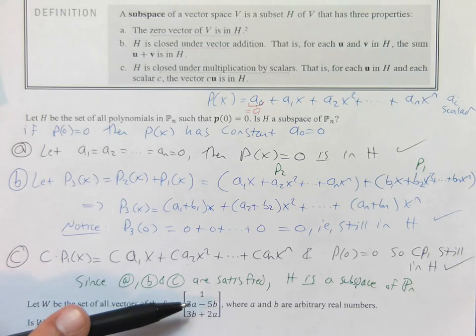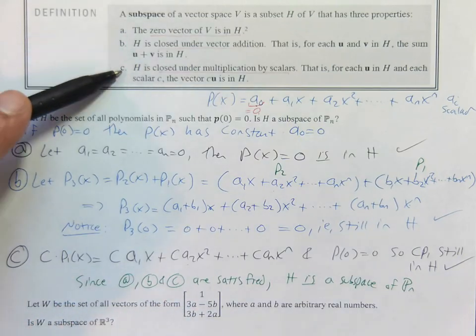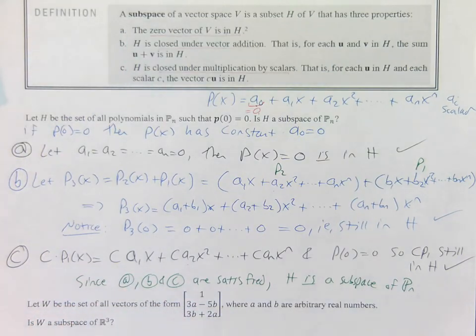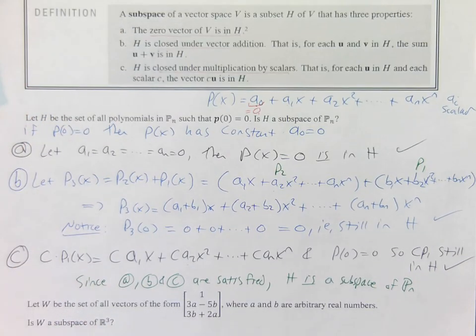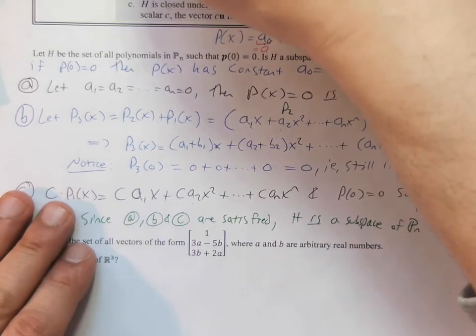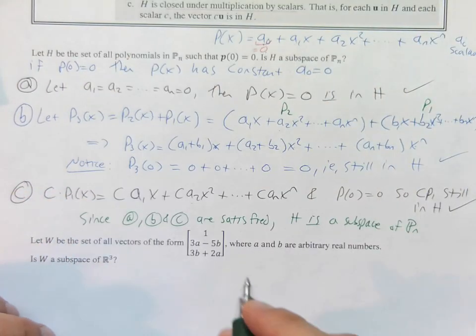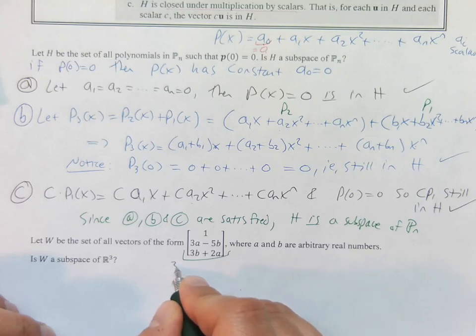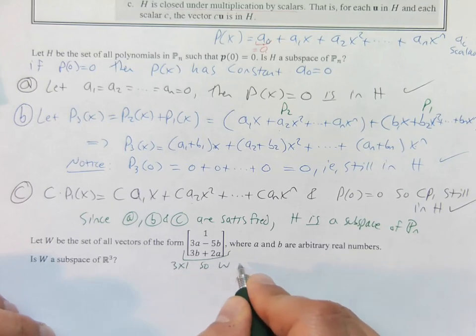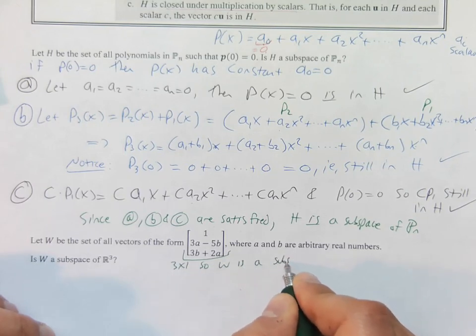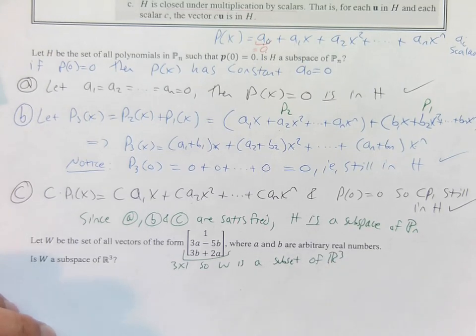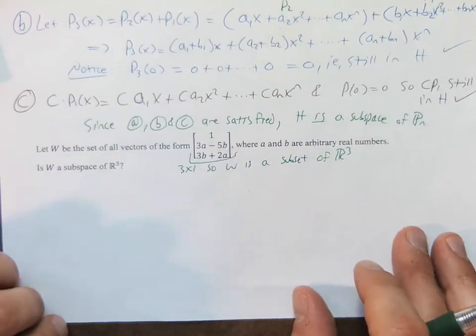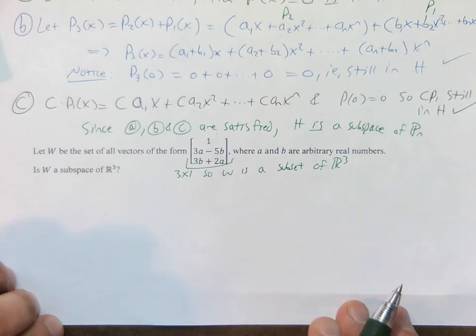And so maybe look at this and think about A, B, and C up here. The answer is no, it is not a subspace. Which one of these A, B, and C fail? Take a quick second and think about that while I add a couple notes here. So first of all, this is a 3 by 1, and so W is a subset of R3. The question is, is it a subspace? So maybe you've had a second to think about that. Maybe pause the video if you're still thinking about which one of those properties fail.